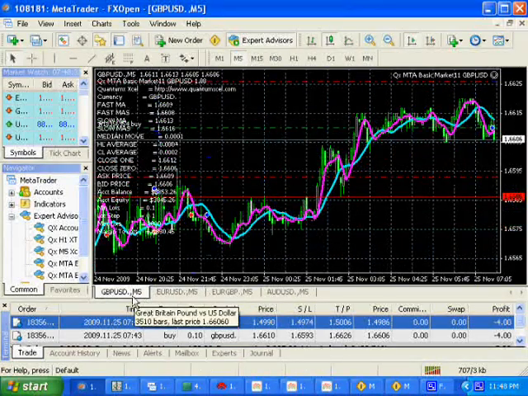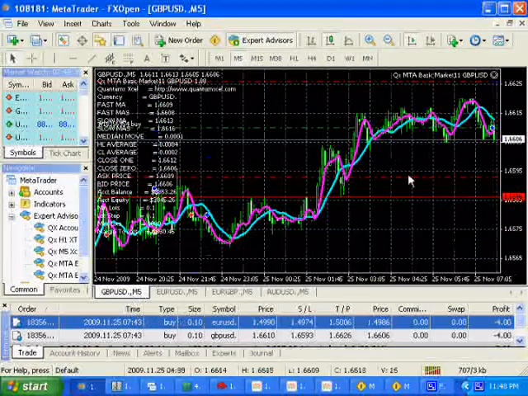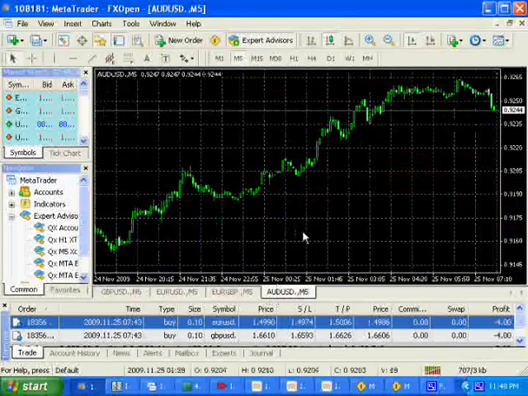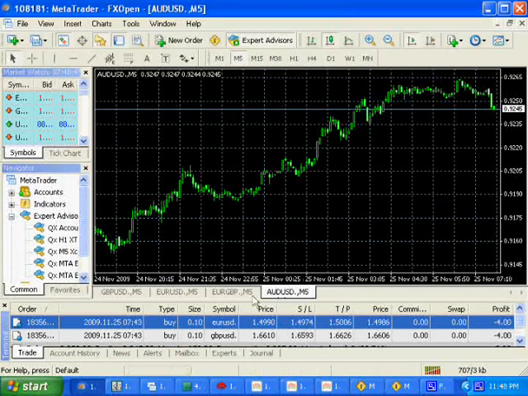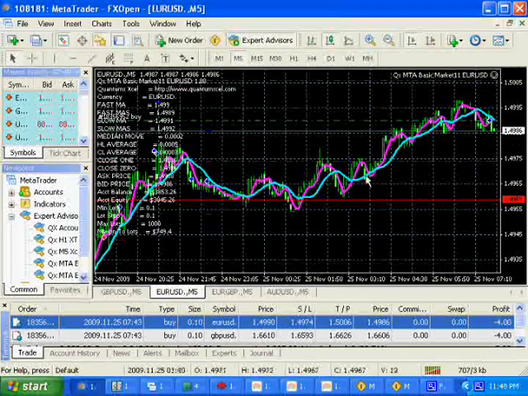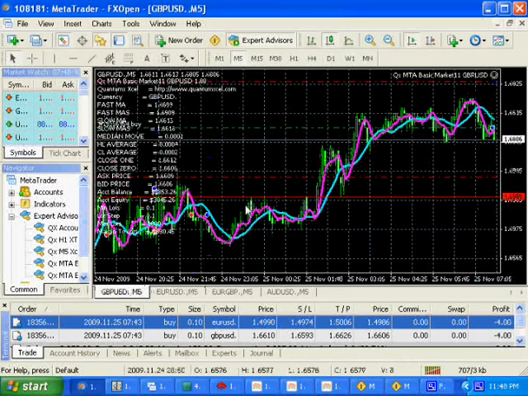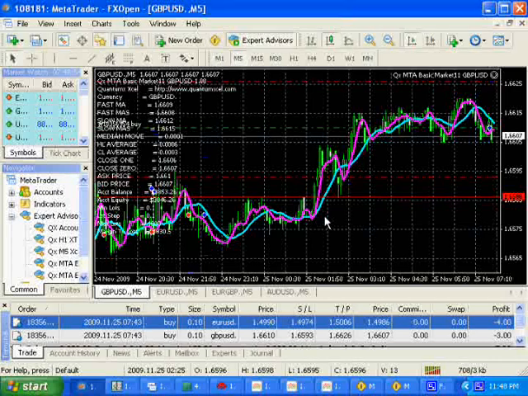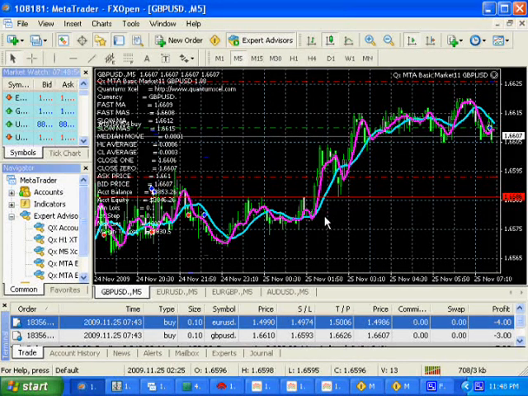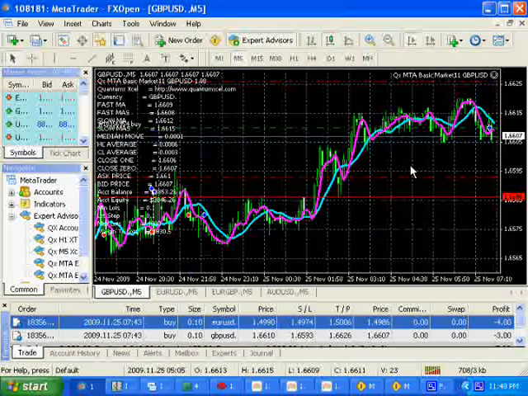Sometimes the pound is the leader. In this case, the Aussie is definitely now showing a strong downtrend. So usually what will happen is the rest of them will all follow suit. But each one will have maybe different characteristics, where you want to set different stop losses, different take profits, use different entry strategies, and so forth.